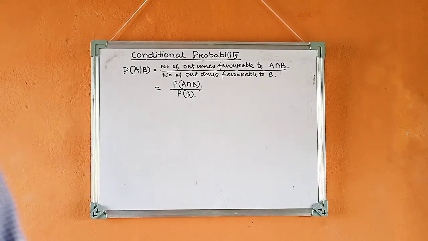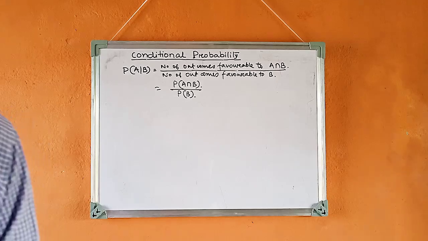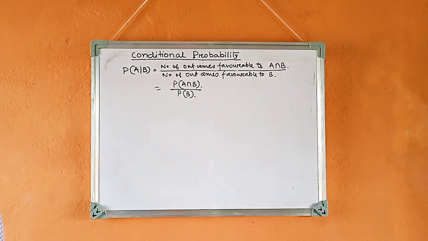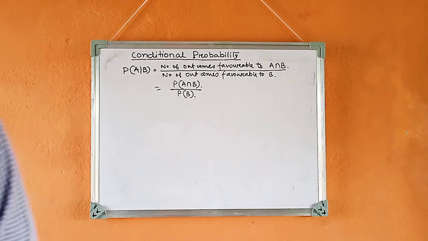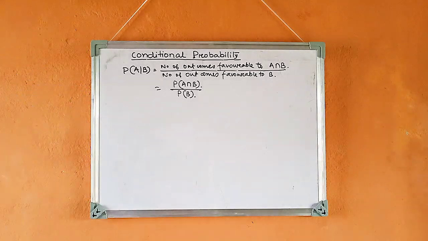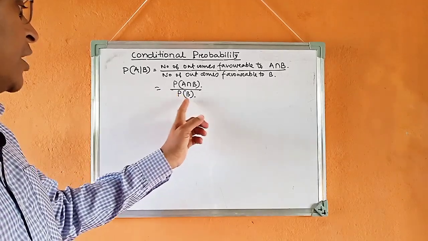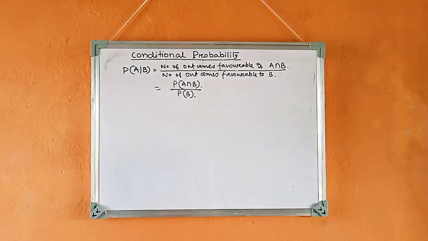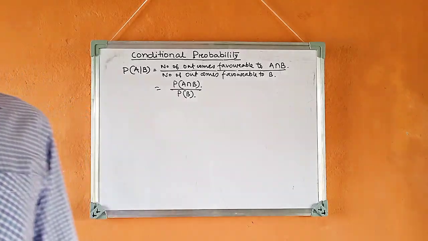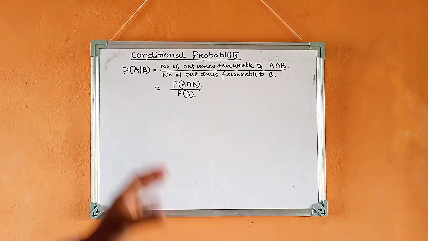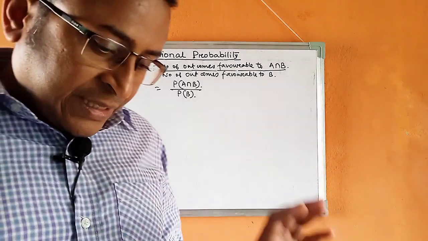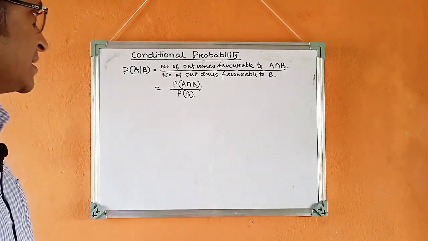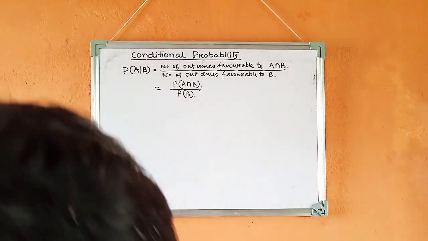So conditional probability P(A|B) equals number of outcomes favorable to A intersection B divided by number of outcomes favorable to B, and probability of event B must be not equal to 0. Clear? So this is the main formula of conditional probability. Using this formula we will do some sums and examples to better understand.